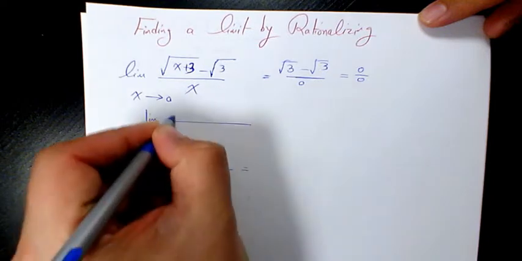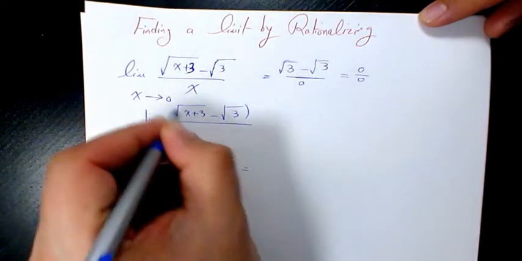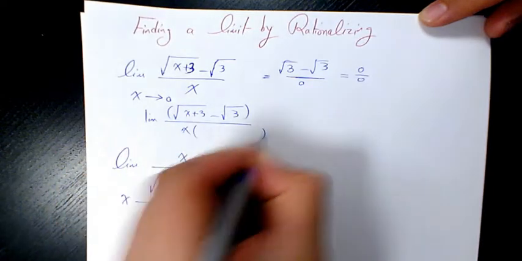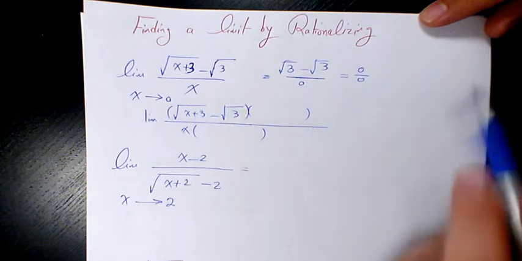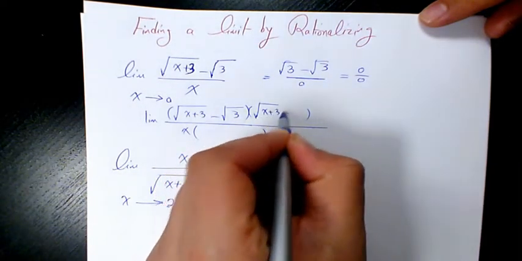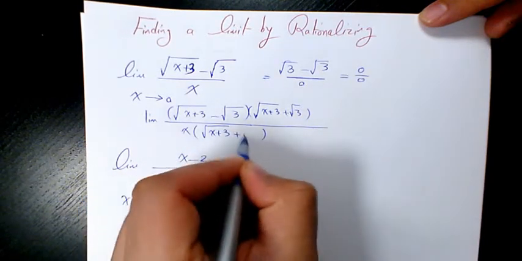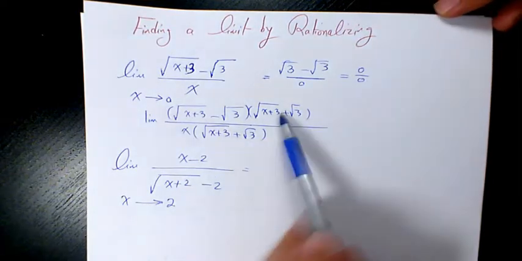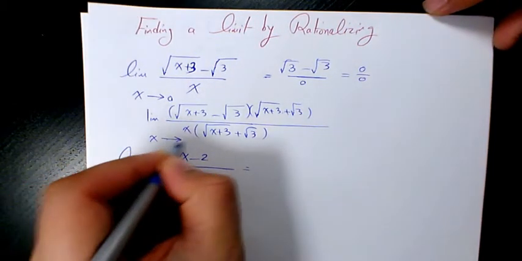What does that mean? It means that you write the original rational function, then you multiply both of them by the conjugate of the numerator, in this case, which is going to be square root of x plus 3 plus root 3. Why do I multiply both of them? Because we cannot change the fraction. Whatever we do on the numerator, we need to do the same thing on the denominator and vice versa.